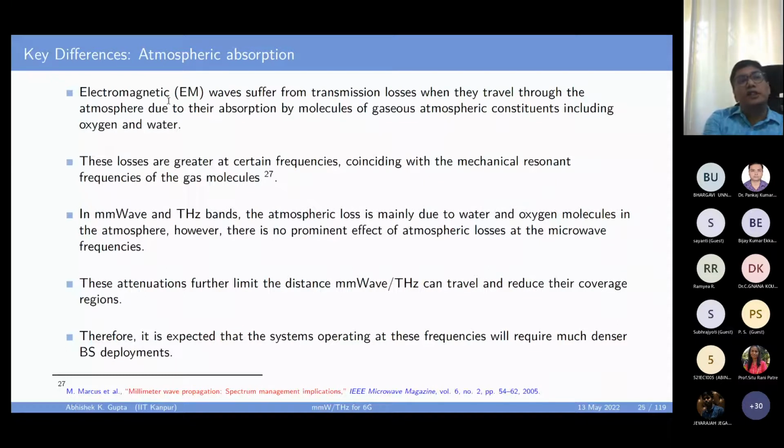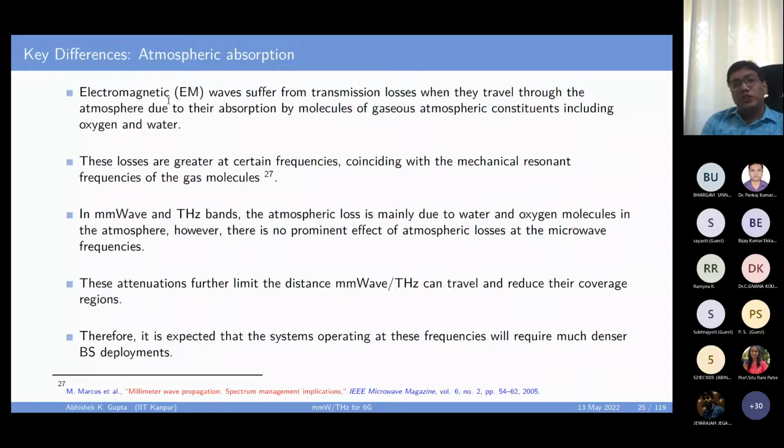The third interesting thing is atmospheric absorption. We know that when electromagnetic waves propagate in the medium, they can collide with the molecules present in the air, and if they are of the same frequencies, they transfer some energy to these molecules. Because of that, there is some transmission loss which occurs at these frequencies.